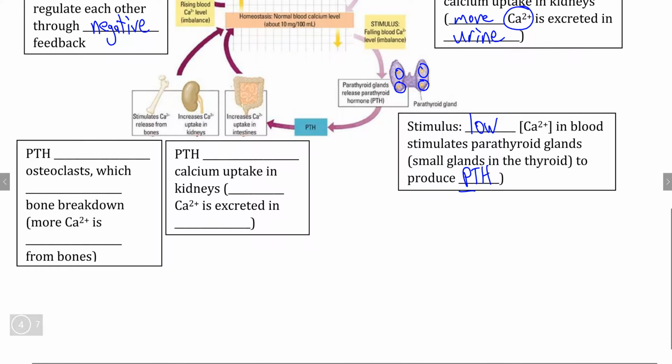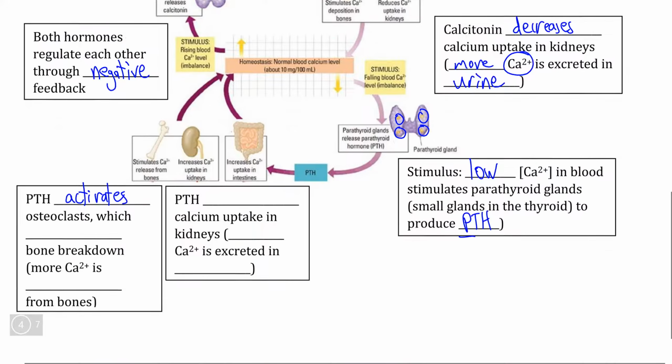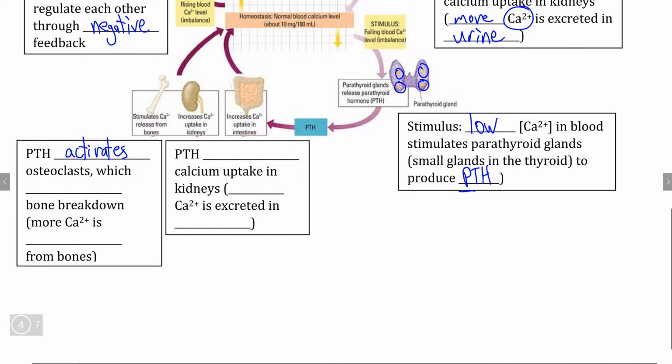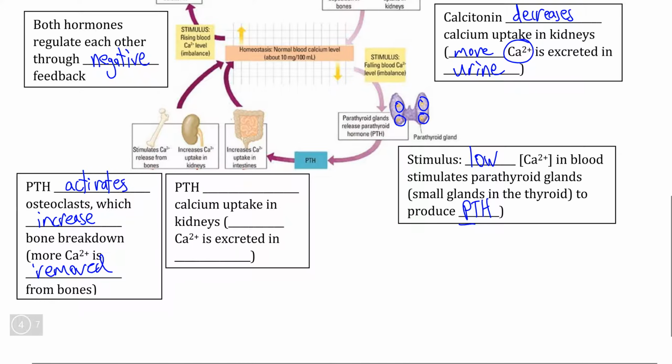So the first of which is that parathyroid hormone actually activates osteoclasts. So remember that the cells that were used for bone breakdown were inhibited under the effects of calcitonin, but when the osteoclasts become reactivated, that causes an increase in the rate of bone breakdown, which means that more Ca2+ ions are removed from bones and therefore end up in the blood, where they can be circulated to other parts of the body where they might be needed.